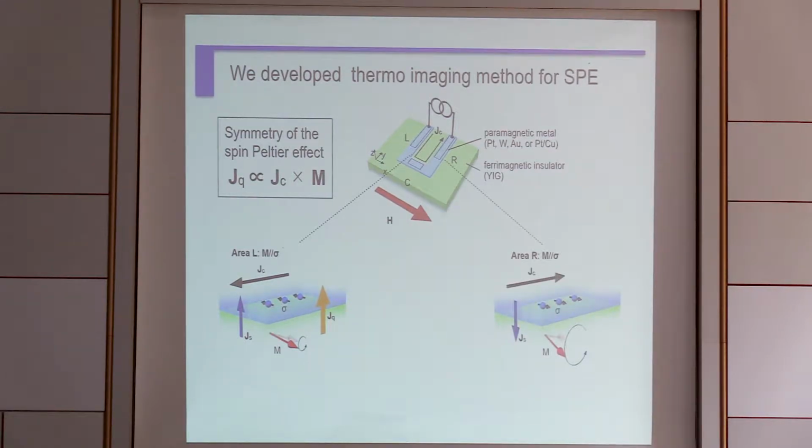On the other hand, in this part, the charge current is in this direction, so the spin current direction is here, and the heat current direction is in this direction. So this part is basically cooled down. And in this part, nothing happens because the spin accumulation is perpendicular to the magnetization. So basically nothing happens. So we observe this subtle temperature change using the thermal camera, which I showed you.